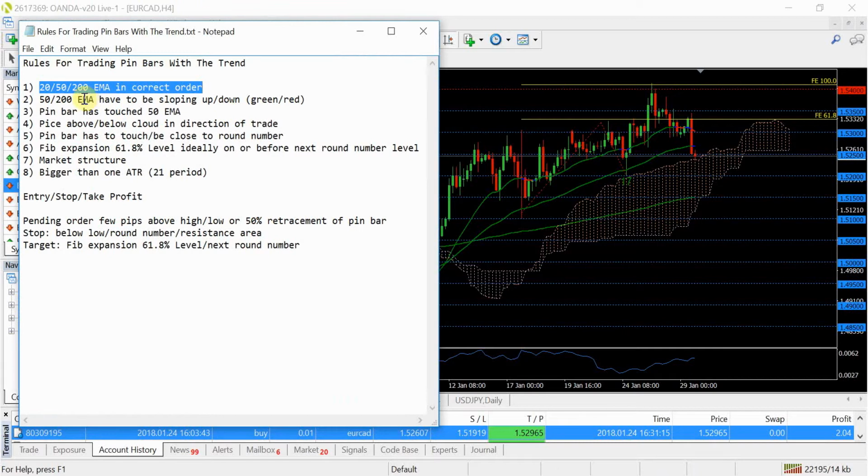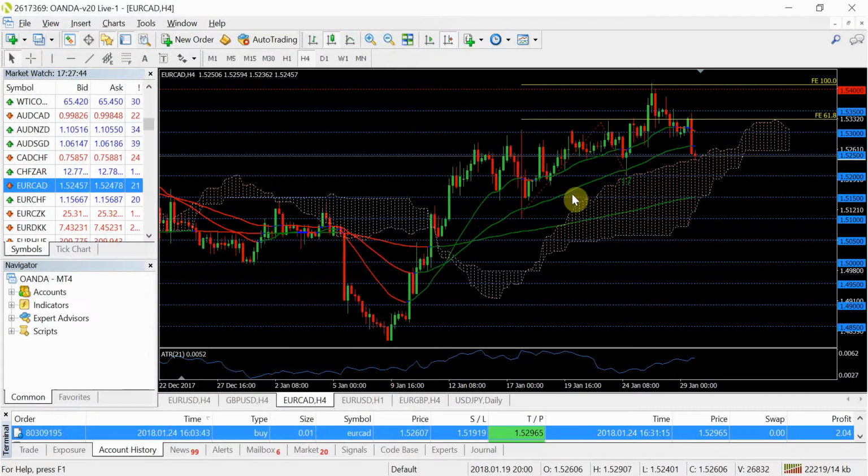The next one after that is that the 50 and 200 EMA should be sloping down or up, depending on if we're in an uptrend. Because we're in an uptrend, the 50 and the 200, so the longer term moving averages, are green, therefore they are sloping upwards. This is a moving average indicator that will be green if it's traveling up, will be red if it's traveling down, as you can see here, and will be blue if there's no movement up or down, it's basically flat. Again, the link will be in the description to get this indicator.